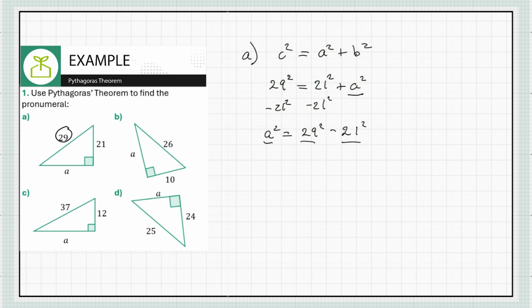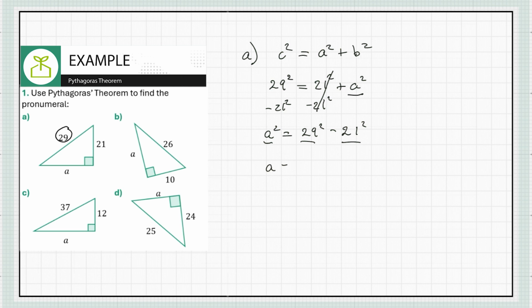If I take away 21 squared and I add 21 squared, then this becomes 0 and I'm left with a squared. On the left hand side, I'm left with 29 squared minus 21 squared. But we can skip a lot of our moving of algebraic terms if we just remember that our unknown short side squared is going to be equal to the hypotenuse squared minus our other side squared.